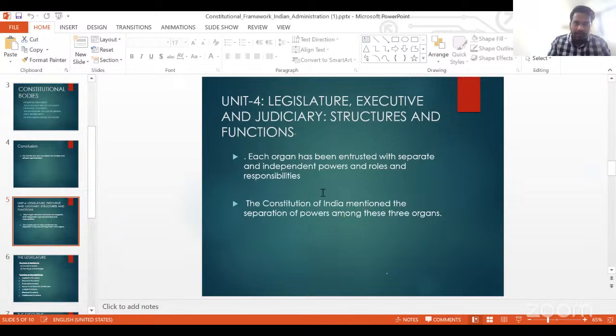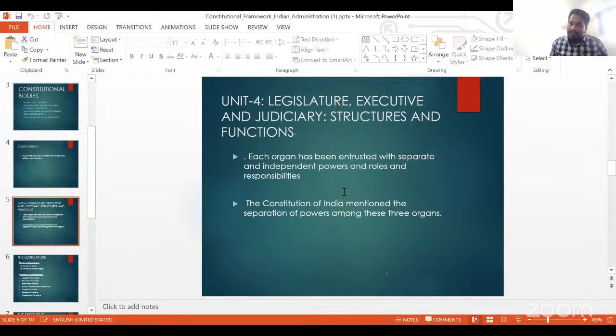Okay, coming to some introduction part. We all know that the government means it has 3 main organs, that is the legislature, the executive, and the judiciary. The legislature makes the laws or the public policies for the welfare of the people. The executive looks after the implementation, whether the public policies are correctly implemented or not, whether they benefit the poorest of the poor or not. All these activities are done by the executive.